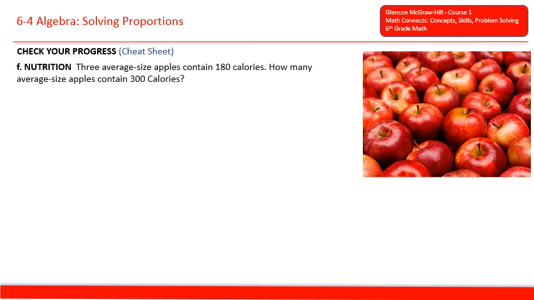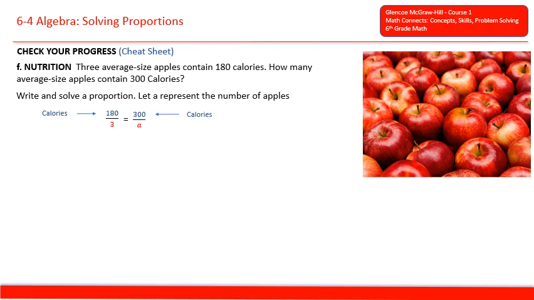Check your progress. 3 average size apples contain 180 calories. How many average size apples contain 300 calories? So we'll set up a proportion, and we'll have 180 calories over 3 apples equals 300 calories over an unknown number of apples. So notice the numerators are the calories, and the denominators are the apples.